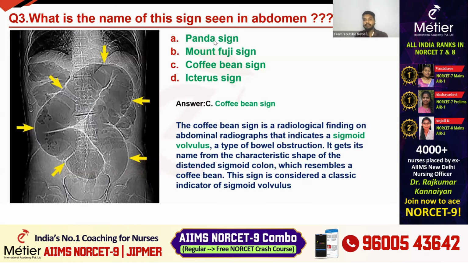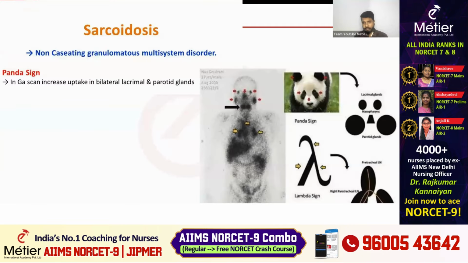What is panda sign? It is seen when we do the gallium study in the patient with sarcoidosis. What is sarcoidosis? It's a granulomatous multisystem disorder. Granulomas will be present in various organs like lungs, limbs, lymphoids, and can be present anywhere in the organs. It is called sarcoidosis. To diagnose it, we will do the gallium study. If you give the gallium and do the further radiological examination, the lacrimal glands, nasopharynx, and parotid glands will take up the gallium. It looks like a panda face. So that is why it's called panda sign.